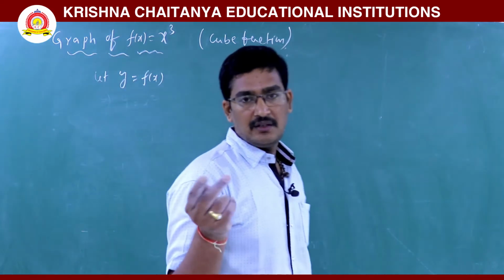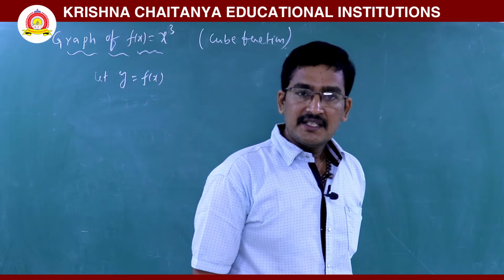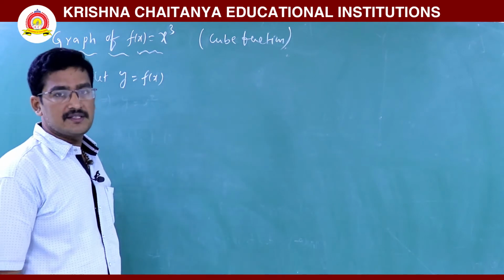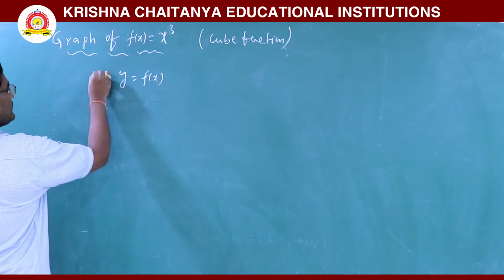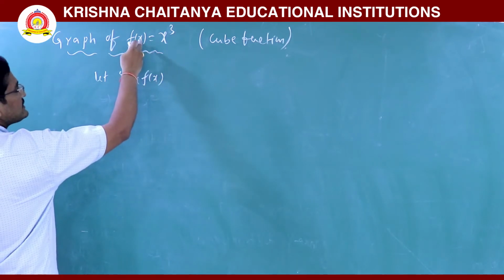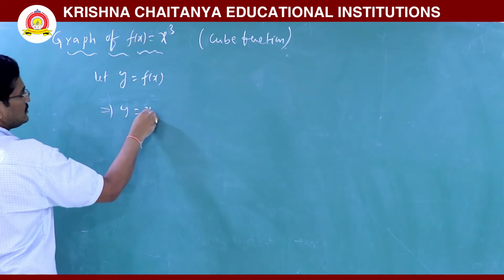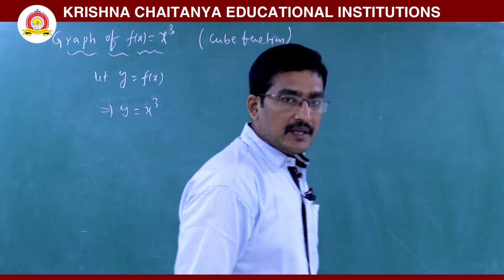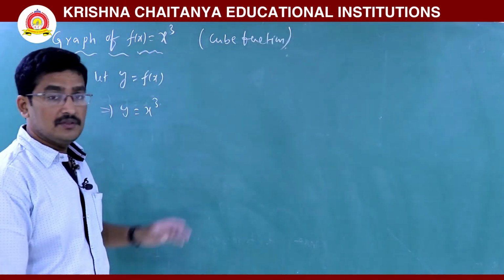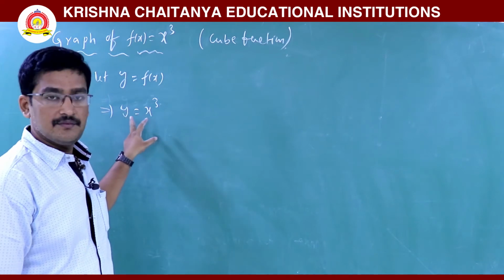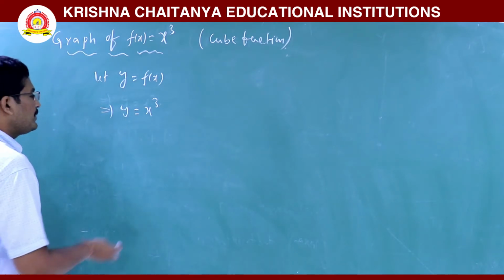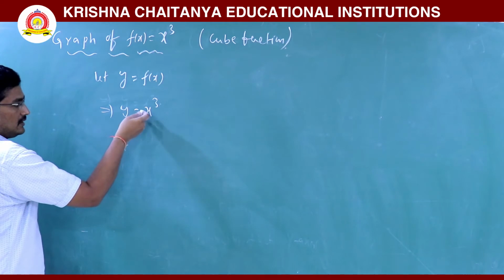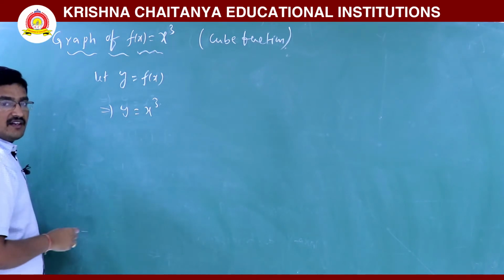f of x equal to x square, that is y equal to x square, is a parabola, the square function. Now f of x equal to x cube is called the cube function. Let y equal f of x here, so automatically this is y. So y equals x cube. We have to draw the y equal to x cube curve now. To get the graph, first we have to observe the points on this curve, so we give some values for x, and then we will get the y values.